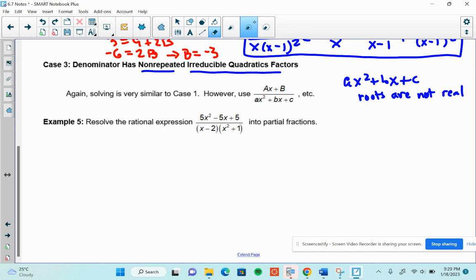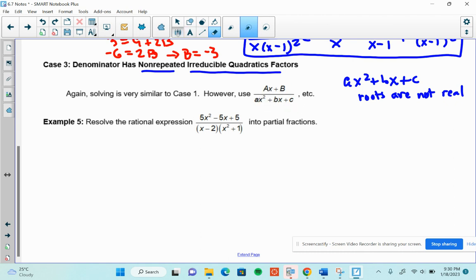Okay, so what we have to do in this case, you have to put a fraction in like this. There's your irreducible quadratic in the denominator. Notice what my numerator has. My numerator has a linear term, a linear polynomial of degree 1, at least potentially degree 1.